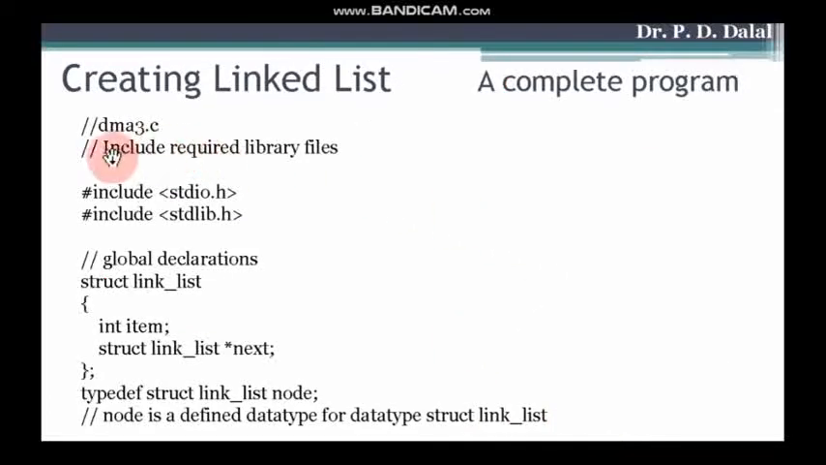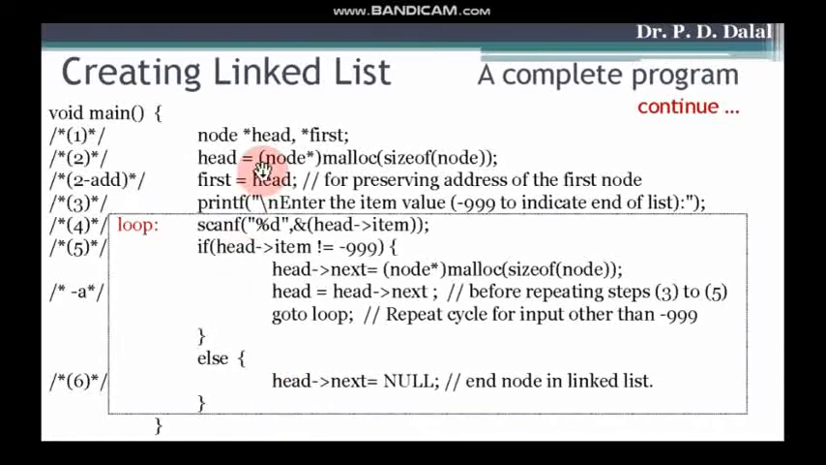This is the program. Now we will compile all the statements that we have discussed till yet. This is the definition, typedef, the steps, two pointers we are creating. This is the memory allocation for the first node, first equal to head to secure the head value. Now we print the statement: enter value, and enter minus triple nine to indicate the end of list.